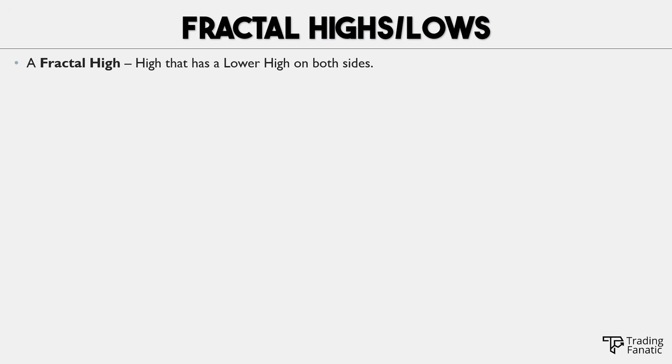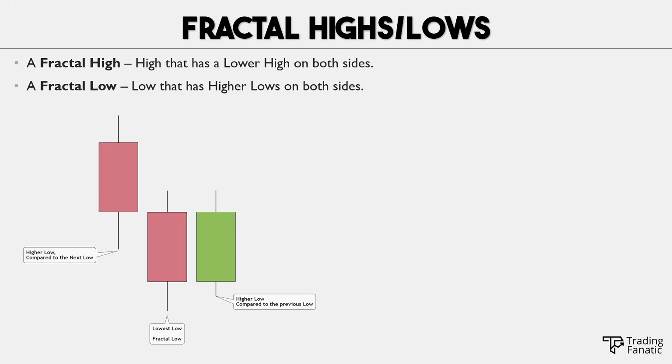Now, a fractal high is a high that has a lower high on both sides, and a fractal low is a low that has higher lows on both sides. So here is a fractal low. The market pushes down. This is the latest low, that is the lowest low, and if you check out to the left, it has a higher low. So that low is higher than this one, okay? So this is a higher low compared to the next low, and also this here is a higher low compared to the previous one.